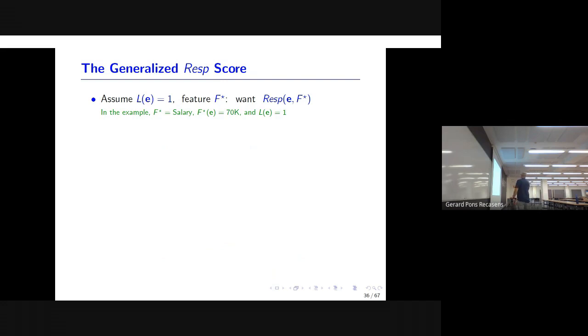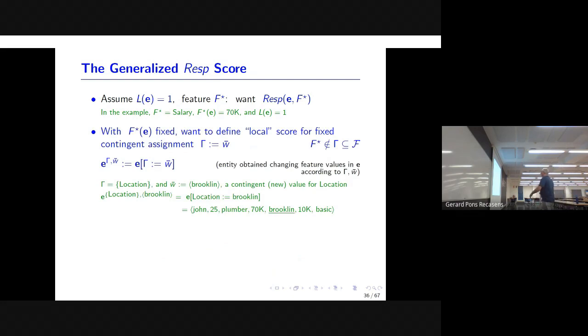In the example, F star is salary. It's 70K, and it was one of the tables that we obtained from the classifier. We fix this. We want to define a local score for a fixed contingent assignment. That means I'm going to give the value 18 fixed. I'm going to change other feature values. There are going to be potential contingency values associated to the 18 that I want to explain.